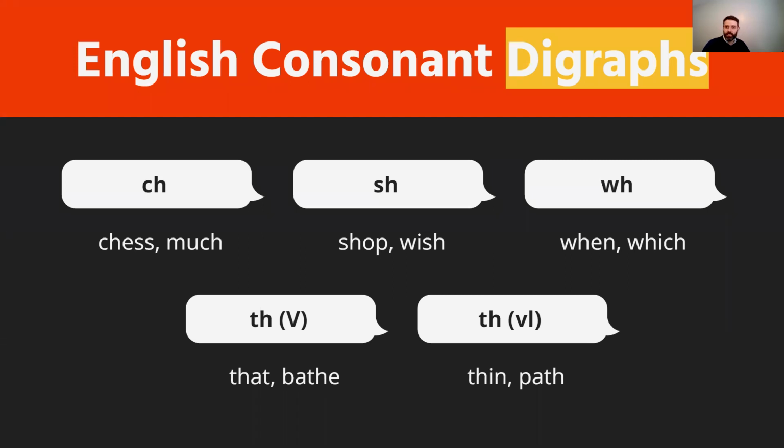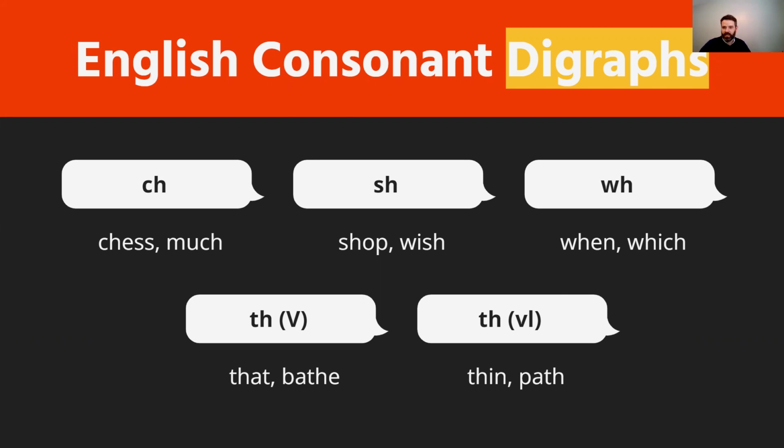So the first one is the ch sound. This is a voiceless version of the j sound in English. But the voiceless version is ch. And so we see it in words like chess and at the end of the word, much.